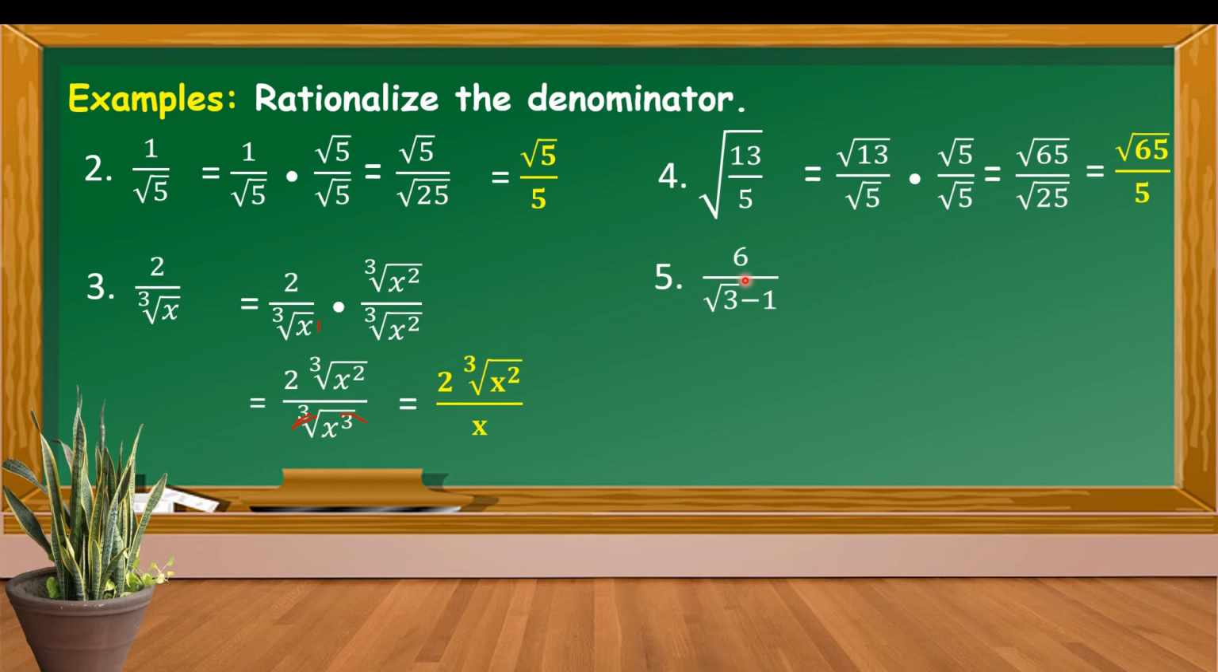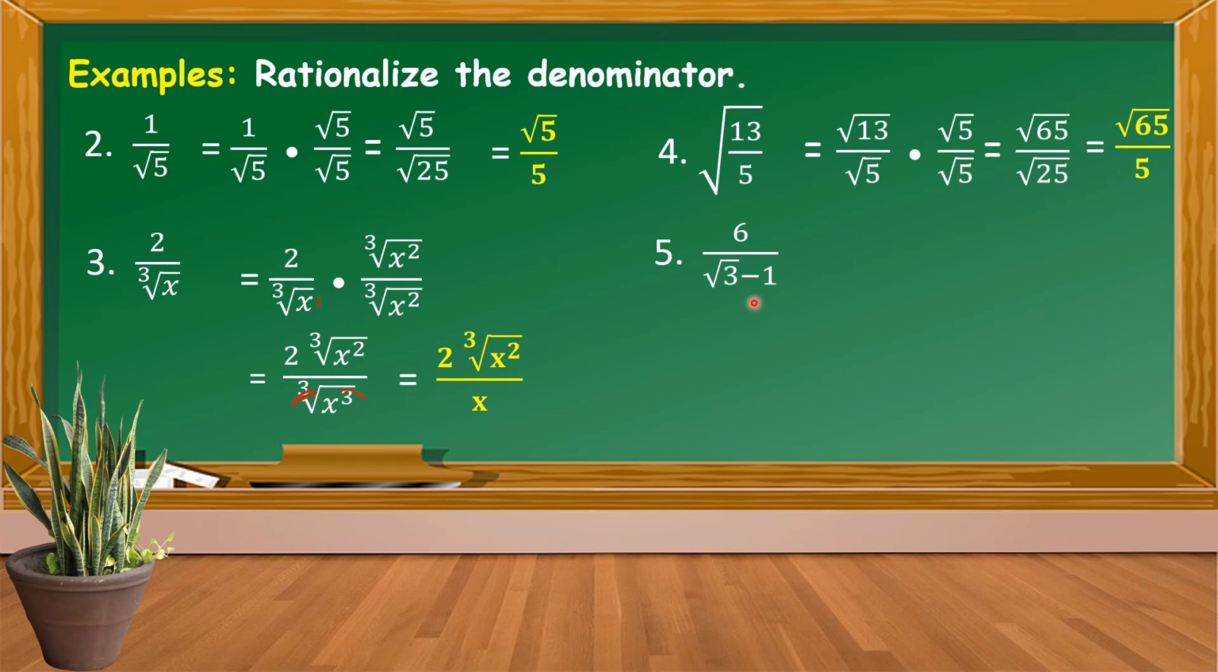Number 5. 6 divided by square root of 3 minus 1. Now, from number 1 to 4 example, our denominator is a monomial. This time, our denominator is a binomial.